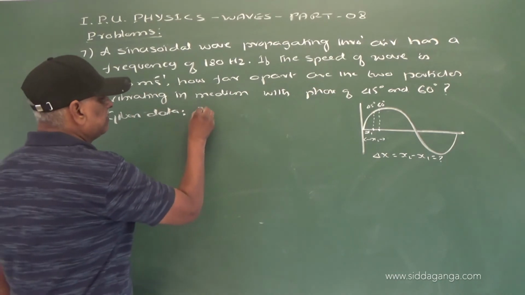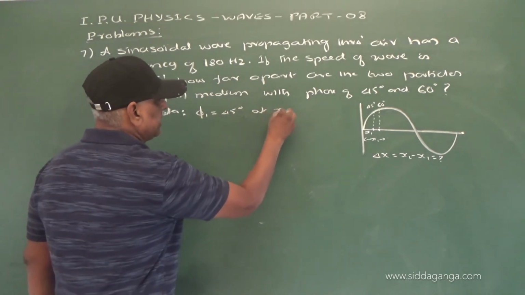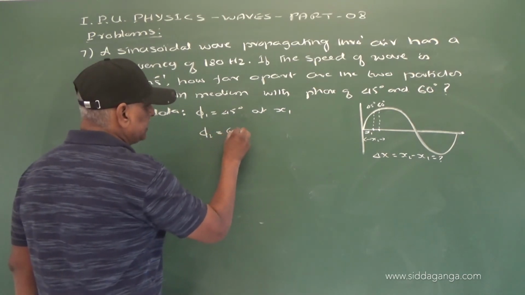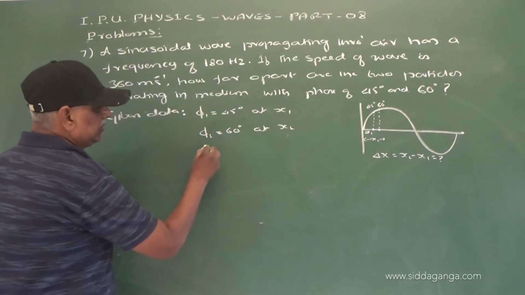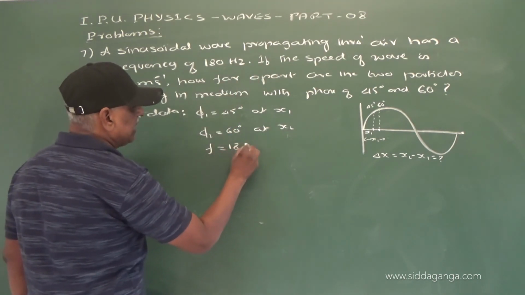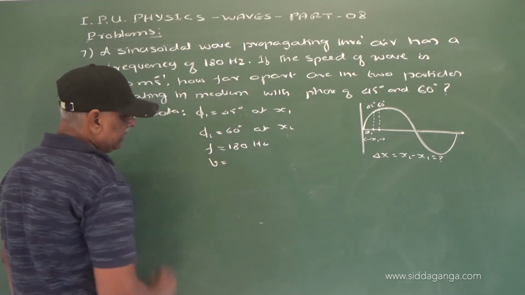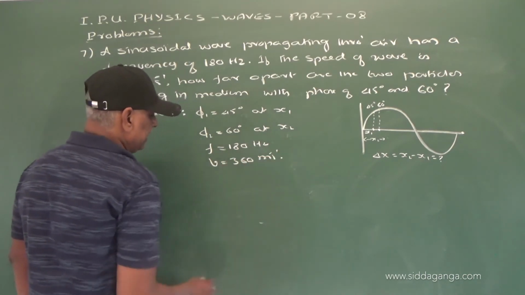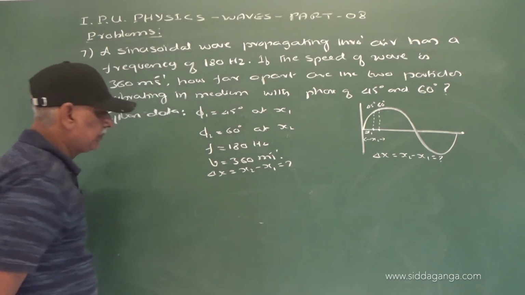So given data, phi 1 is equal to 45 degree at x1 from origin, phi 2 is equal to 60 degree at x2. Right. So here the frequency f is equal to 180 hertz. Speed of wave v is equal to 360 meter per second. So you need to find delta x is equal to x2 minus x1 is equal to what?